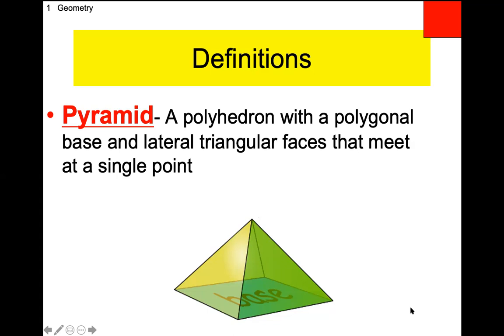The sides of it, we call those the lateral faces, are triangles, and all of the triangles meet at a single point at the very top. That's what makes a pyramid. So the base is a polygon, the sides are triangles. Those are the key words.